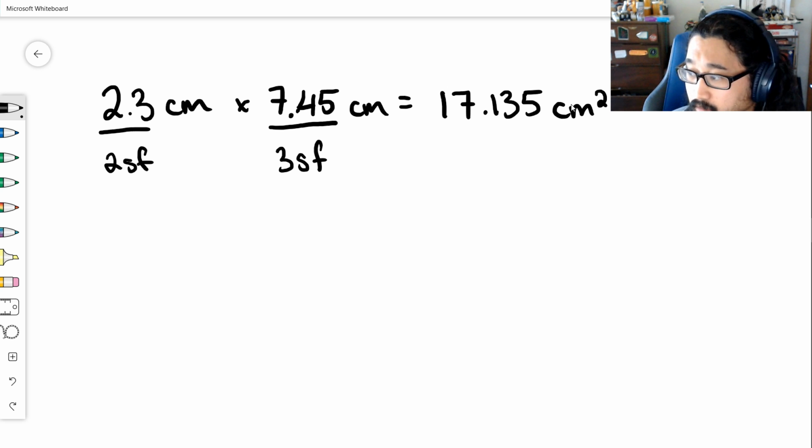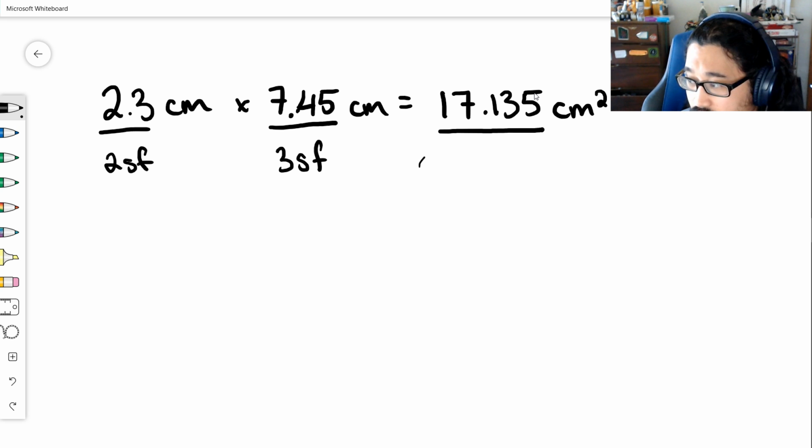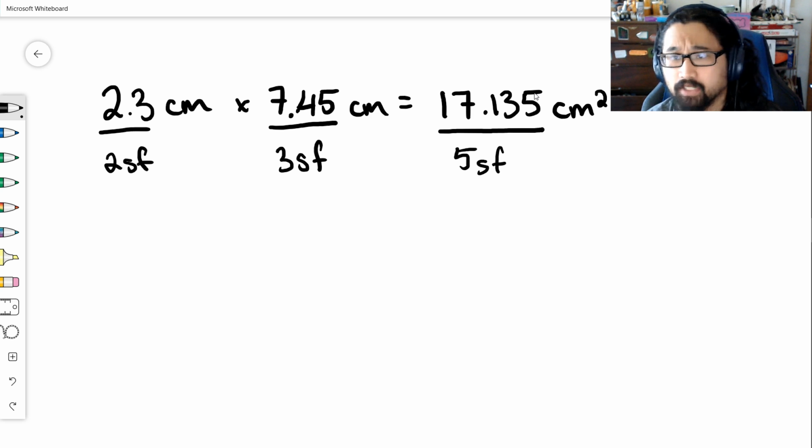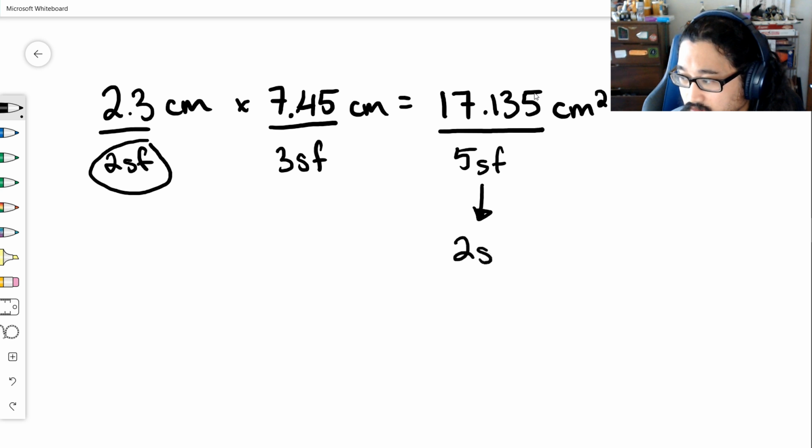Now, my answer, if I look at it, this is a number that has a decimal place. So I'm going to start from the Pacific side. I'm going to find the first non-zero, count everything over. This has 5 Sig Figs, but I don't want that. This measurement had only 2 Sig Figs, so I need to turn this into 2 Sig Figs.